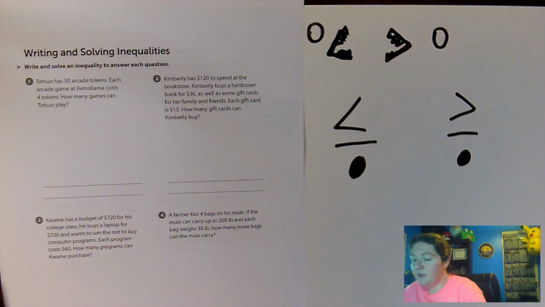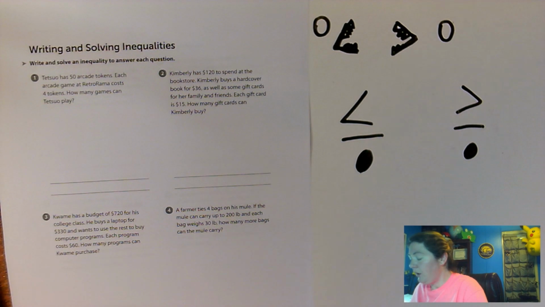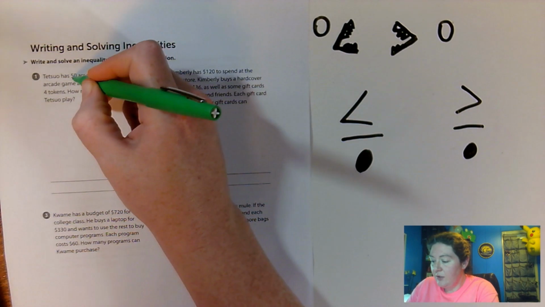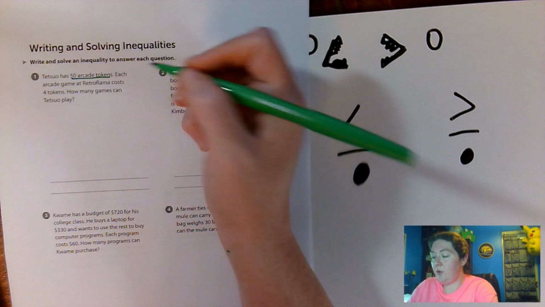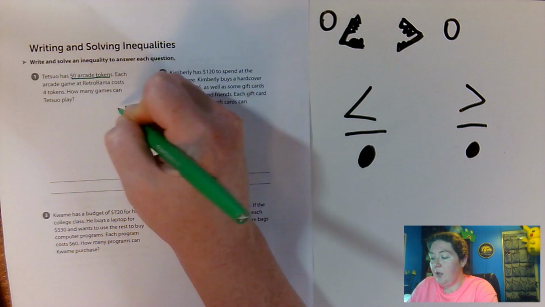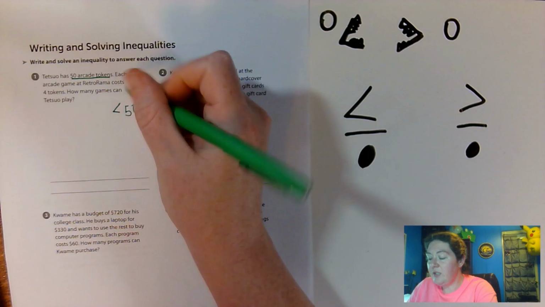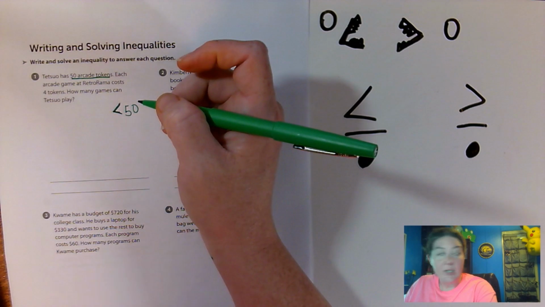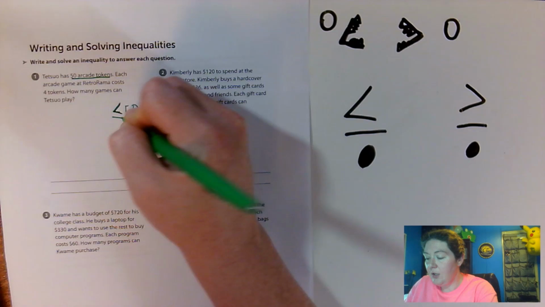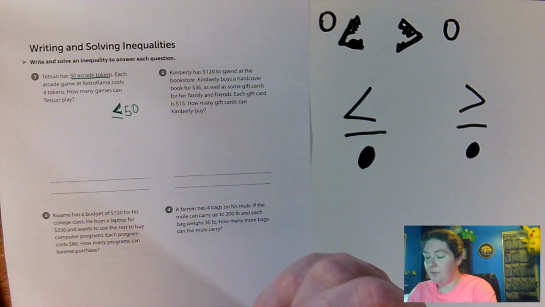Number 1 says, Tetsuo has 50 arcade tokens. Each arcade game at Retrorama costs 4 tokens. How many games can Tetsuo play? Alright, dude has 50 tokens. Can he spend more than 50 tokens? No. 50 is the most he has. That is the highest he can go. Can he spend 50 tokens? Yes, he can. So my alligator is going to eat the 50.